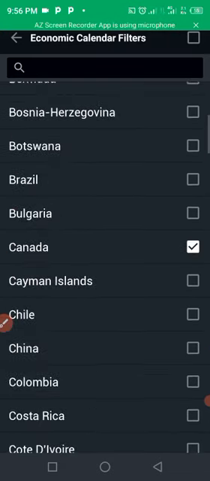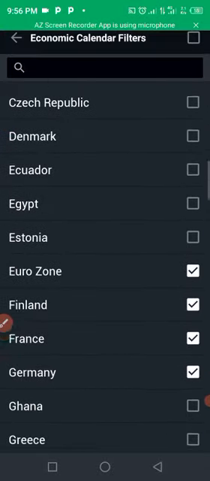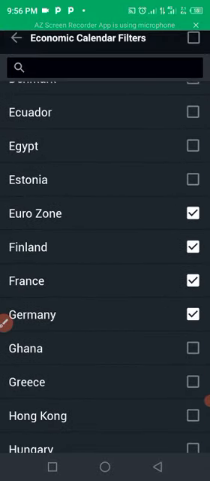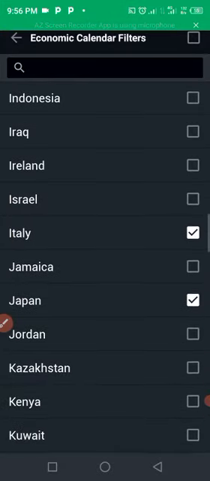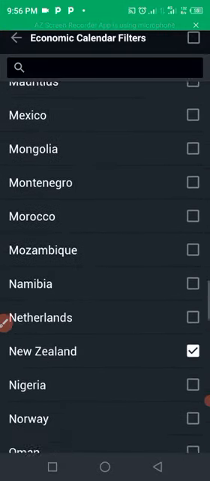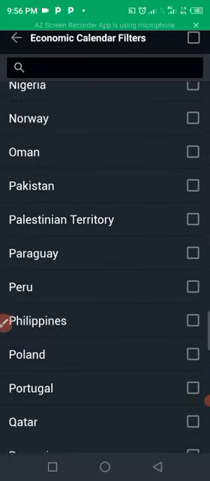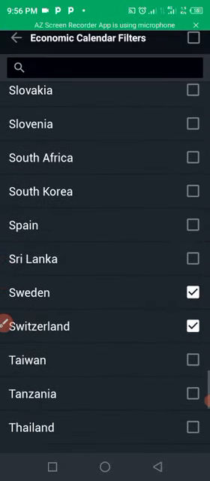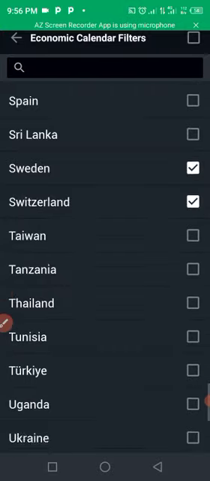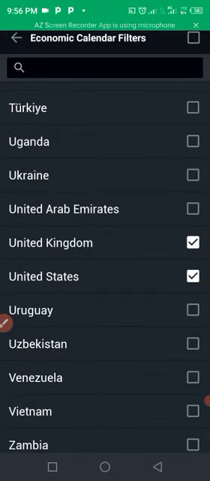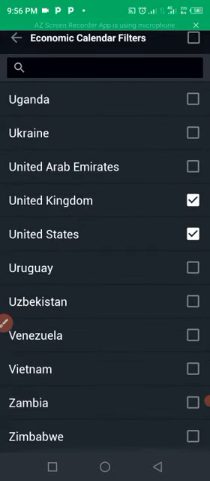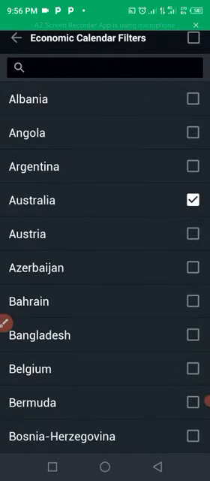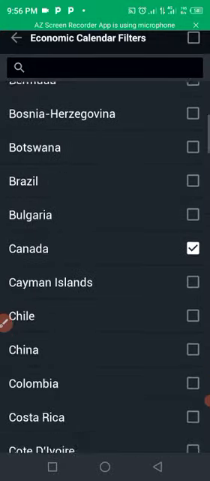Australia, you take Australia, Canada, Eurozone, Finland, France, Germany, Italy, Japan, New Zealand, Sweden, Switzerland, United Kingdom, United States. So after you're done with that, those are the ones. Anyone you see, any Angola, you just untick those ones. So the ones I mentioned, that's what you tick.